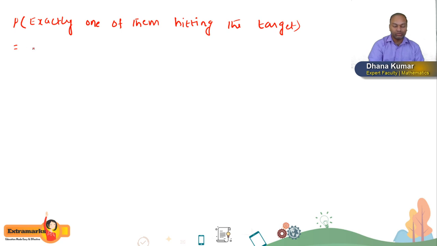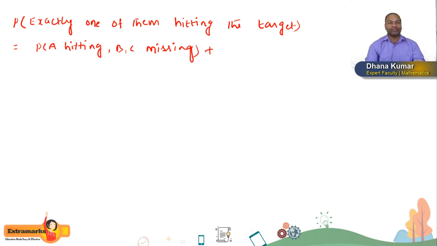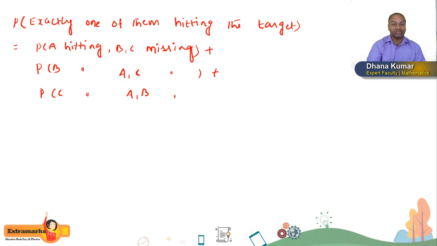So this can be written as P of A hitting, B, C missing, plus similarly, B hitting, A, C missing, plus next, C hitting, remaining A, B missing, because our condition is what? Exactly one of them, exactly one of them. That is why I wrote like this.